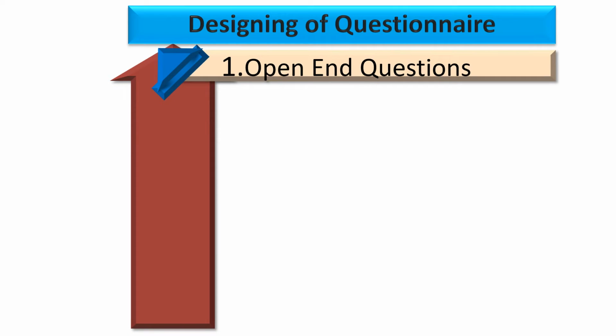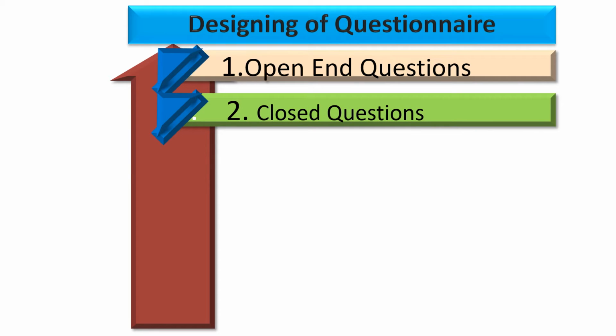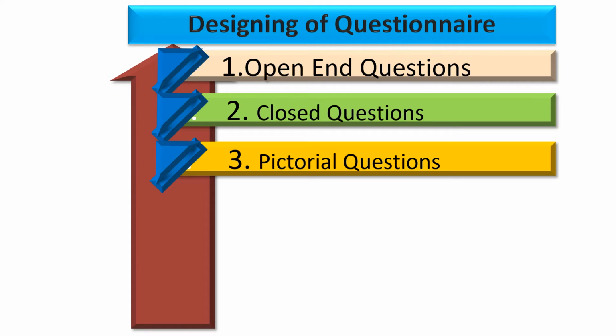The designing of a questionnaire: the various types of questions. The first point is open-end questions. In this question, the respondents are given freedom to express their views, so there is a wide range of choice. Next point is closed questions. These types of questions do not allow the respondent to give the answer freely. Thereafter, next point is pictorial questions. In these types of questions, pictures are drawn and the respondent indicates the answer by selecting the pictures.